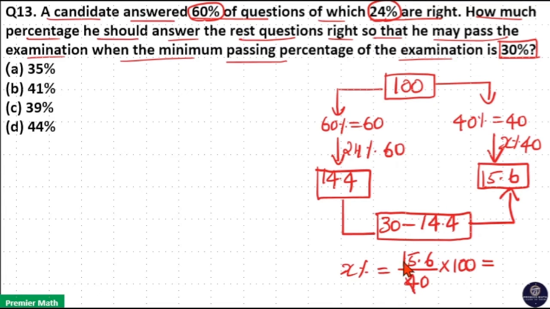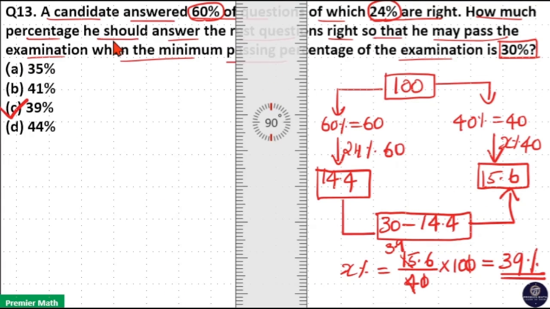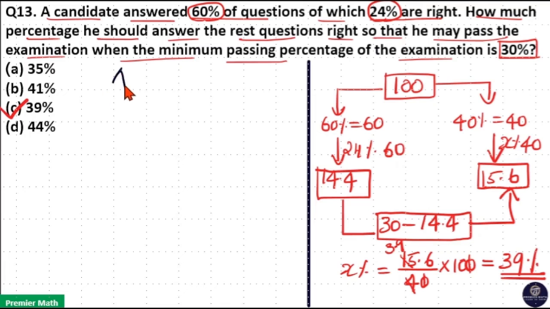Here 4 goes 3 times in 15. Remaining is 36. 36 by 4 is equal to 9. So 3.9. 3.9 into 10 is equal to 39%. So option C is your answer. Now, if you have difficulties in calculating this, let's have a different method, that is allegation method. You can solve this question in allegation method as well.